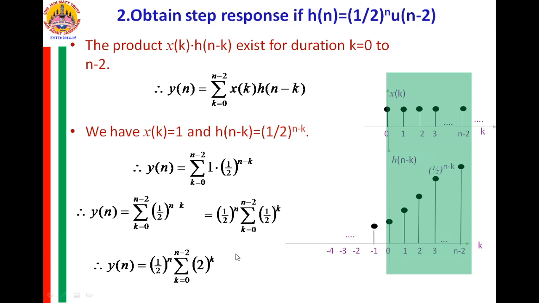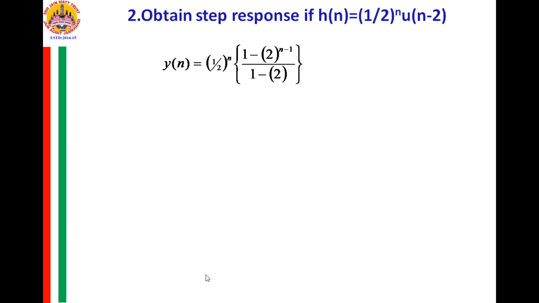Now what is the evaluation of this summation which is varying from 0 to n minus 2? So let us write the closed form expression of that: 1 by 2 raised to n, into 1 minus 2 raised to n minus 1, upon 1 minus 2. Now 1 minus 2 is minus 1. So I will modify this numerator as 2 raised to n minus 1, minus 1. So y[n] is equal to 1 by 2 raised to n, inside the bracket 2 raised to n minus 1, minus 1.